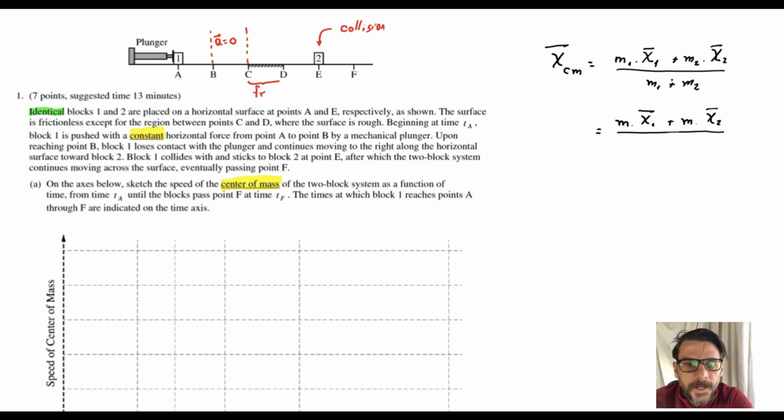the position of the second object, and in the denominator we would have mass 1 plus mass 2, which will be just 2 times m, because masses are identical. Now within this expression, the masses can be simplified. We have mass as a common factor in the numerator and mass as a factor in the denominator, so the expression will become just 1/2 of x1 plus x2.